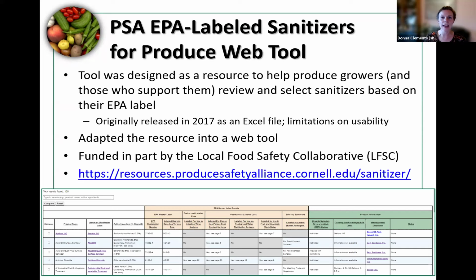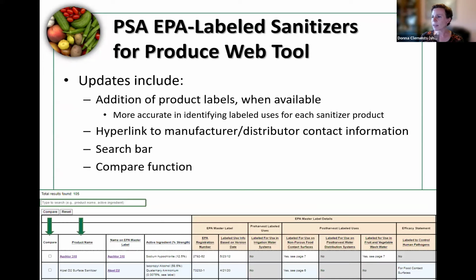The Excel format had a lot of limitations on usability. So Rob within our team had the great idea of turning it into what I think is much more navigable web tool. And I do want to highlight that this was funded in part by the Local Food Safety Collaborative. So this would not have been able to exist without that funding. And a couple of updates that I wanted to share.